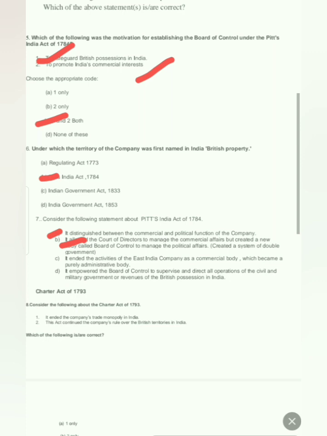It ended the activities of the East India Company as a commercial body, which became a purely administrative body.